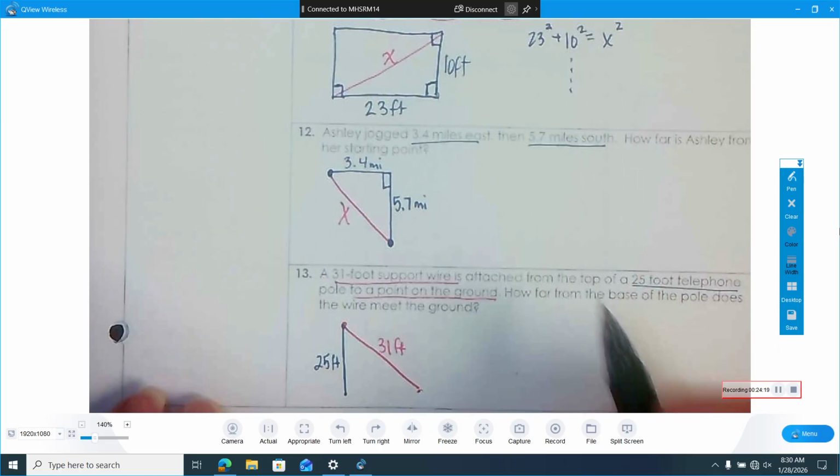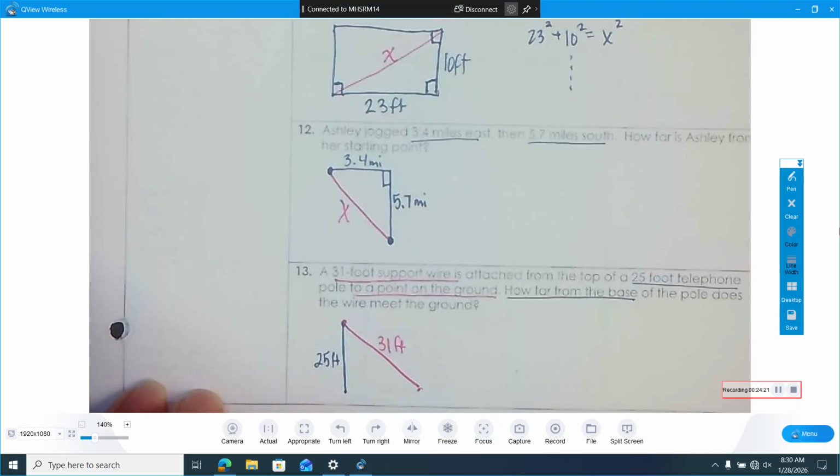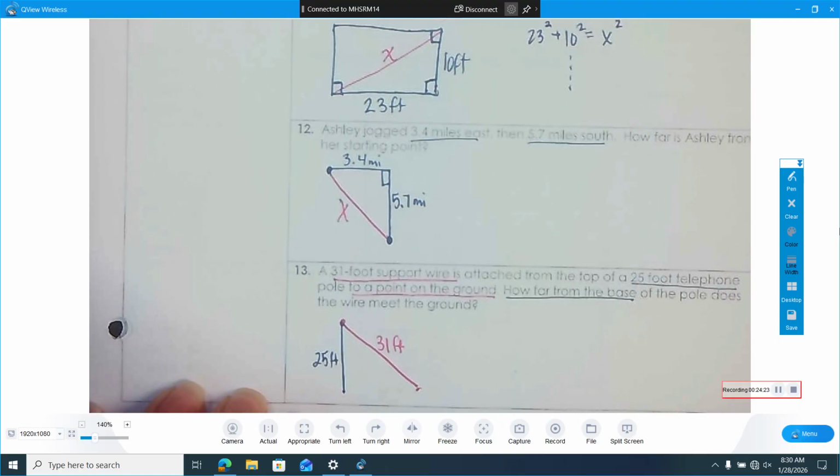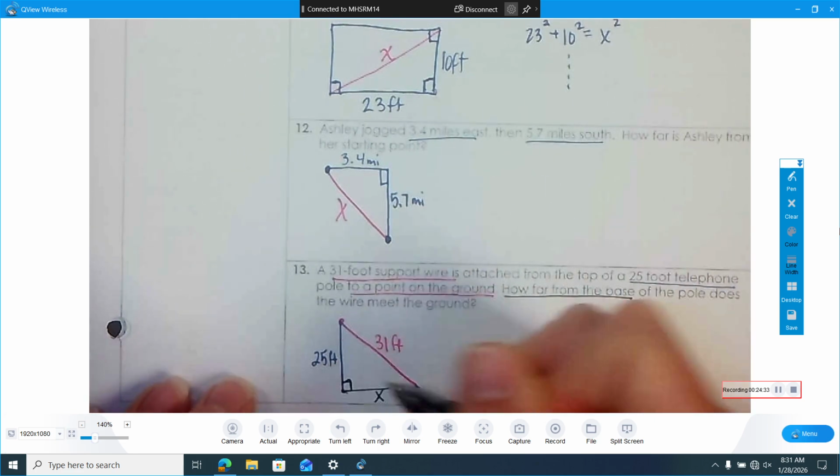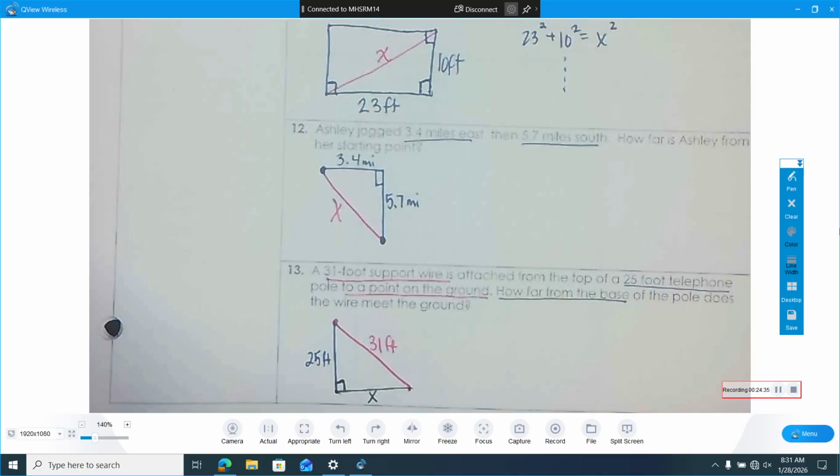How far from the base of the pole does the wire meet the ground? So again, if we're at the base of the pole, we want to know how far away that wire is. So this is what we're looking for. And again, what assumptions can we make here? It's a right angle because the telephone pole should be straight up into the ground, perpendicular to the ground. So that's pretty easy. The wire comes from the top of the pole to the ground. So again, make sense of your pictures. Do you have any questions for me right now?